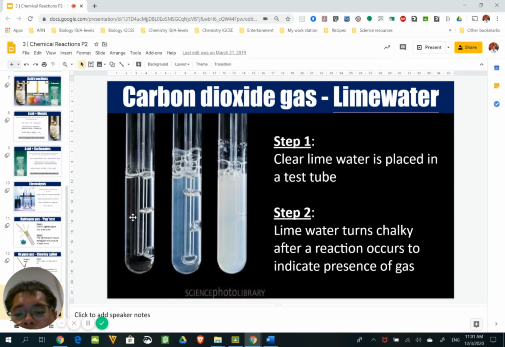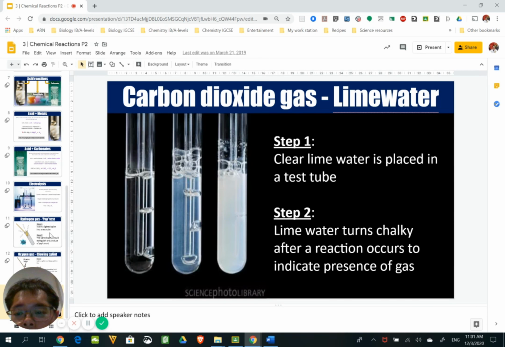One of the easier ways is to actually blow out, because when you blow out, you will release carbon dioxide. Remember, as human beings, you take in oxygen and you release carbon dioxide. So when carbon dioxide is released, you will be able to channel it into the test tube with the lime water. And notice that the lime water will turn chalky, because that indicates that carbon dioxide gas is present.